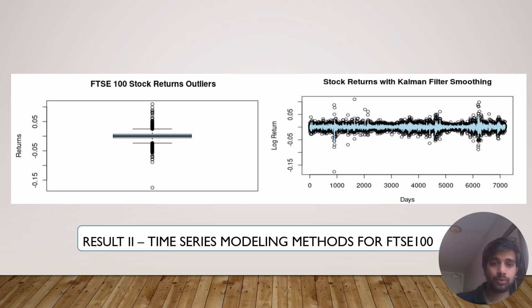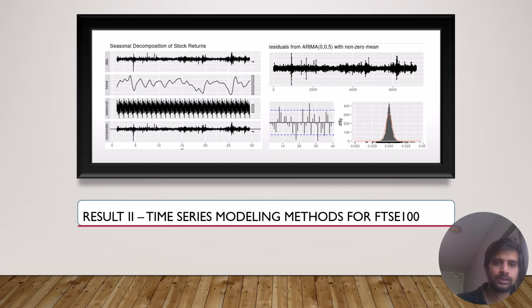Following this are the results for the time series modeling methods for FTSE100. A box plot is plotted, and also the Kalman filter smoothing for the next 7,000 days has been plotted, ignoring the effect of the outliers. Then we look at the seasonal decomposition of the stock returns, to see whether there is some seasonality or trend. The residuals of the ARIMA with respect to the non-zero mean are plotted, and also the logarithmic returns of the ARIMA are plotted.